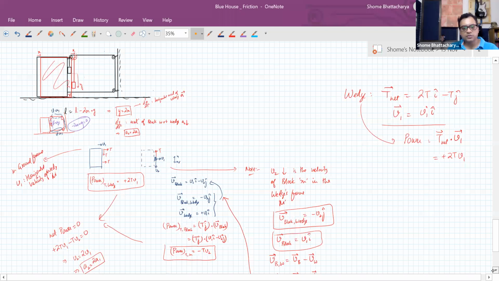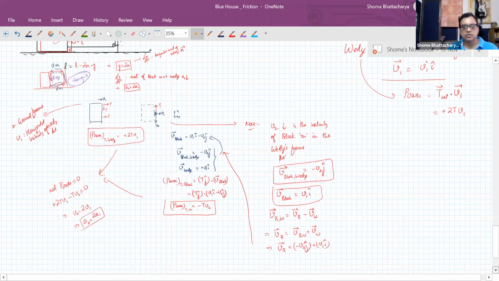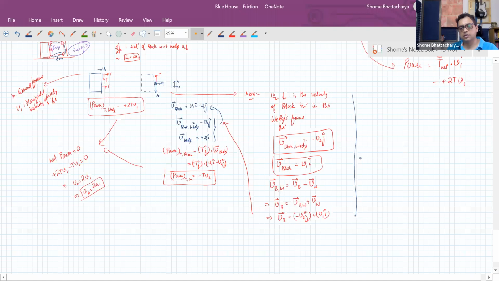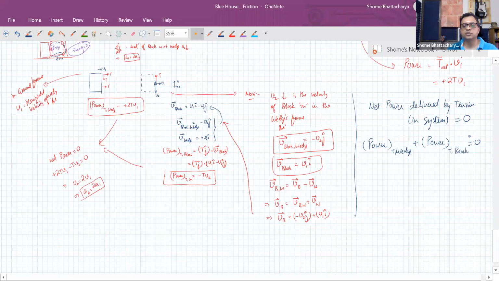So in virtual power method, what we do is we use the concept that net power delivered by tension in the system should be zero. So that means power delivered by tension on the wedge plus power delivered by tension on the block. The sum of these two things should be zero. That means obviously one of them will be positive, the other will be negative.